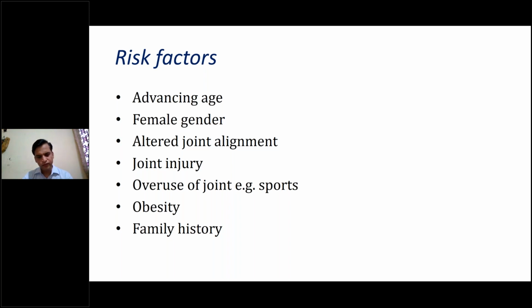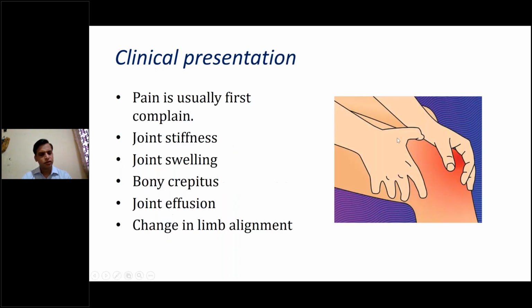So in a patient with osteoarthritis, or OA, pain will usually be the first symptom, and there will be joint stiffness and joint swelling. There may be joint bony crepitus. Yes, they will happen at some point of time. Joint crepitus will also appear, and the alignment of the limb may also change, specifically in the lower limb.